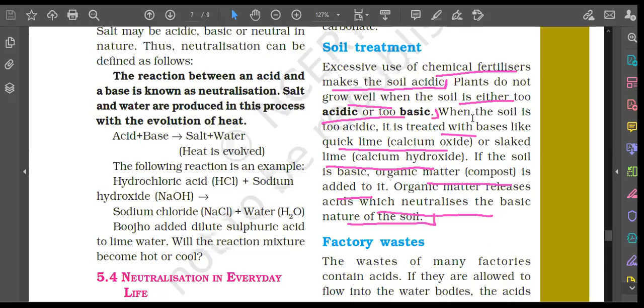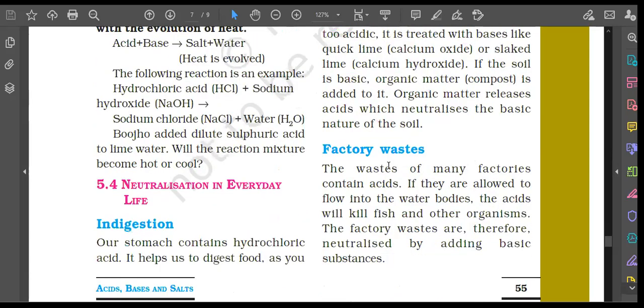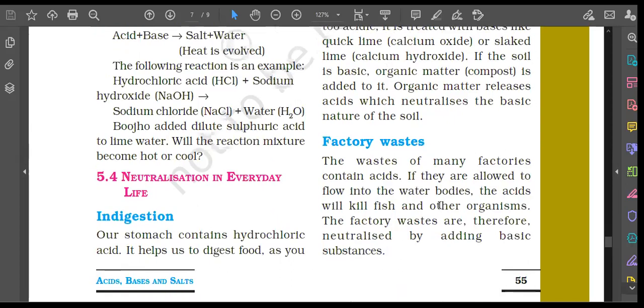Okay, so these are some examples. Next is factory waste. Obviously, factory waste contains acid, right? So it should not be allowed to spread in your seas and all, because it kills your sea animals.